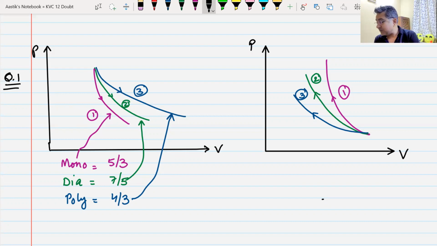Now again, the same question comes, but now it is adiabatic compression. Again, there are 3 gases for which adiabatic compression is shown, and now I will rely on my warriors to tell me which one is which gas, and you have 2 minutes to show your talents.